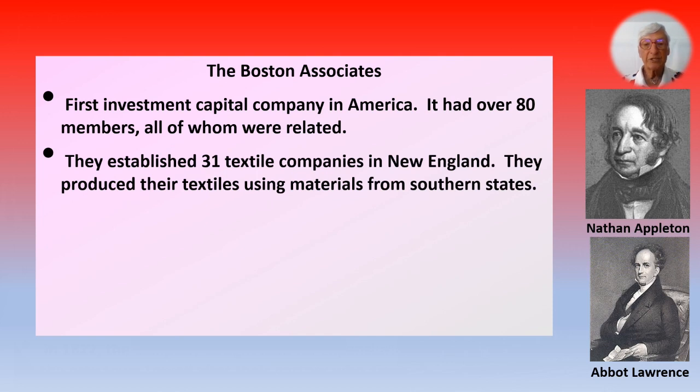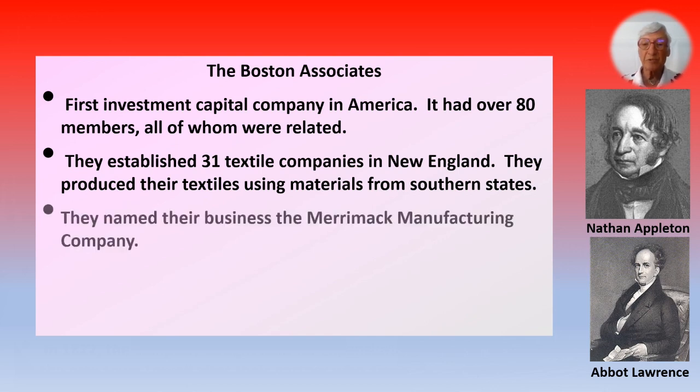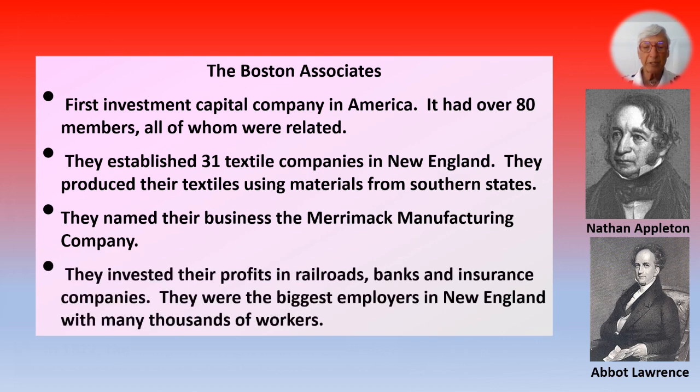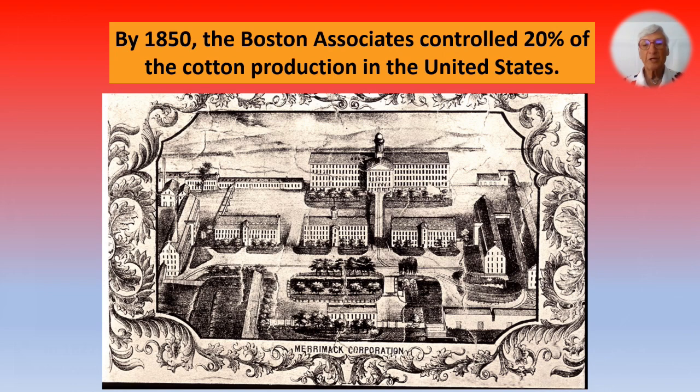They established 31 textile companies in New England, and they produced their textiles using materials from the southern states. They named their business the Merrimack Manufacturing Company. They invested their profits in railroads, banks, and insurance companies. They were the biggest employers in New England with many thousands of workers. By 1850, the Boston Associates controlled 20% of the cotton production in the United States.